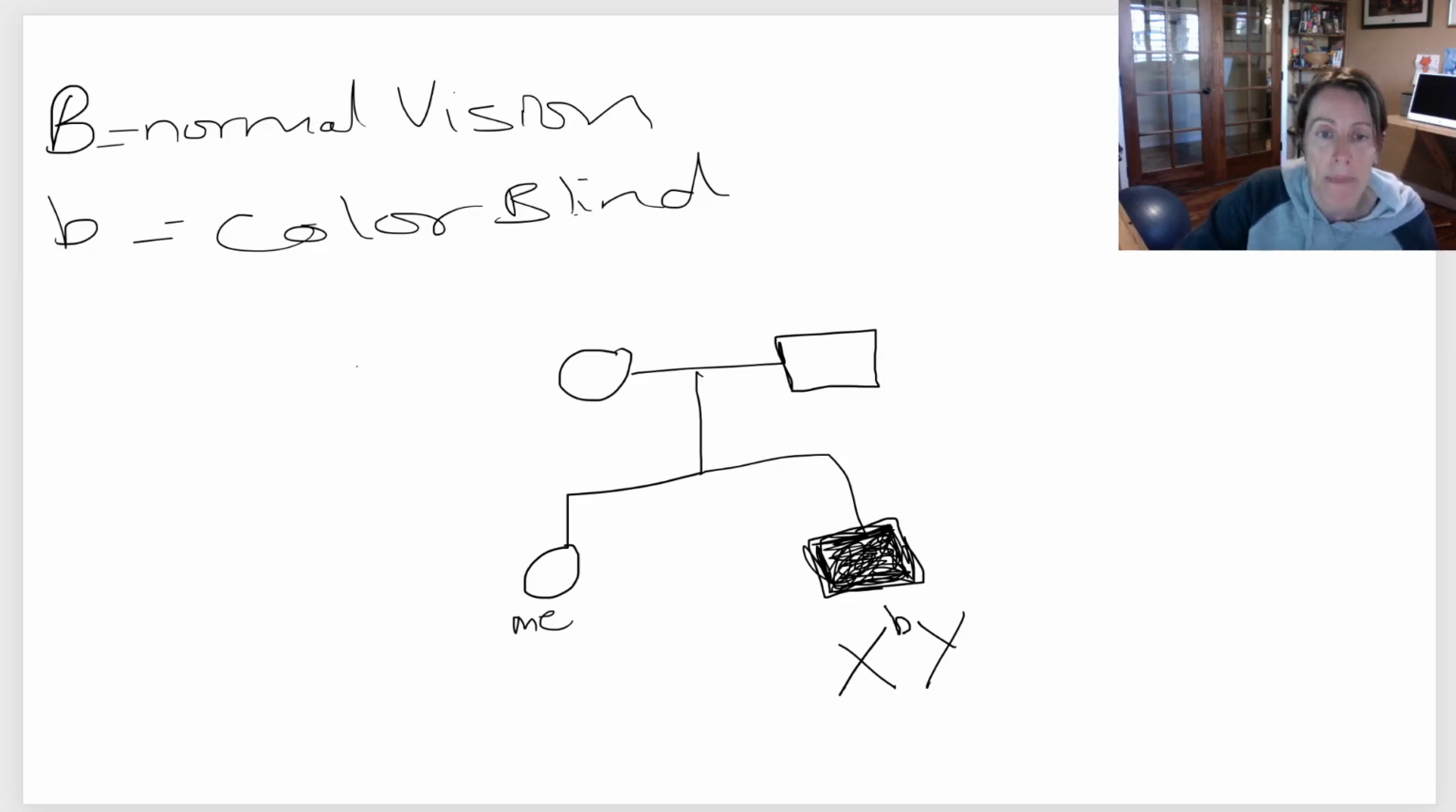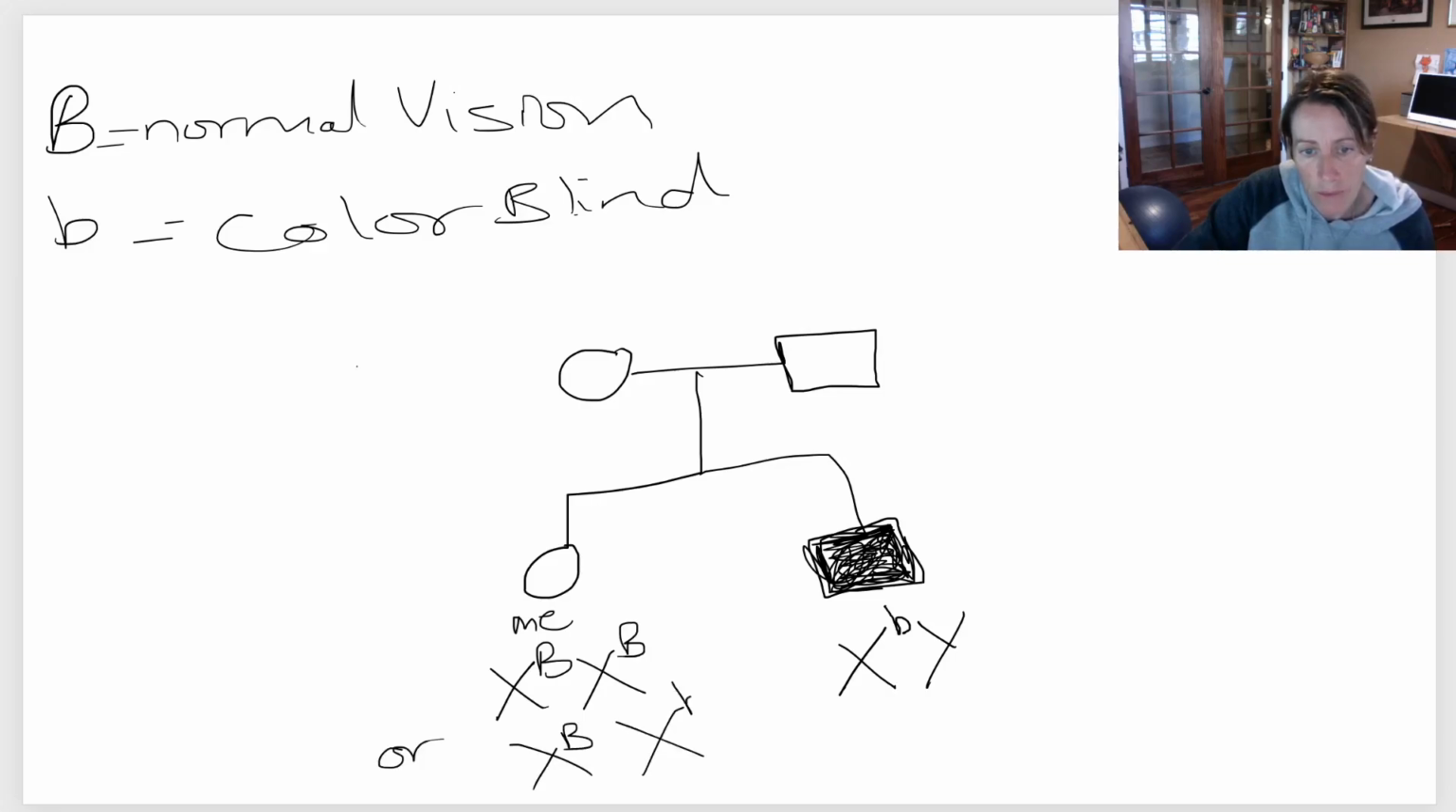All right. Me, I also have normal vision. So for me to have normal vision, I'm going to draw female. I could be this, or I could be this for now. Both of those genotypes would be able to see colors because they've got at least one big B. There's one there, there's one there.